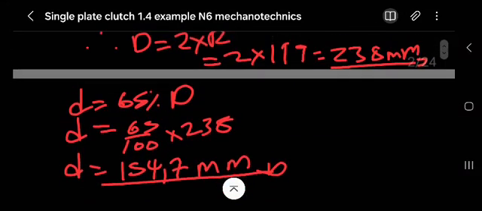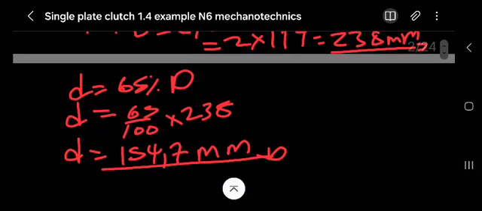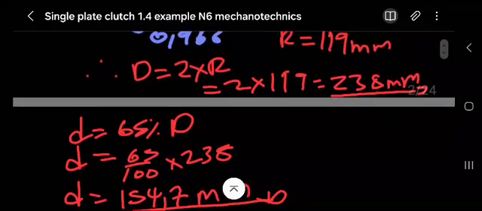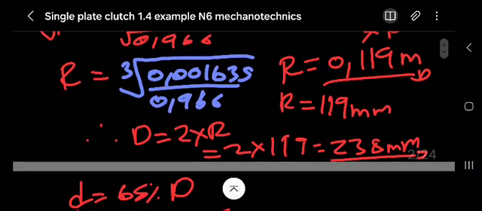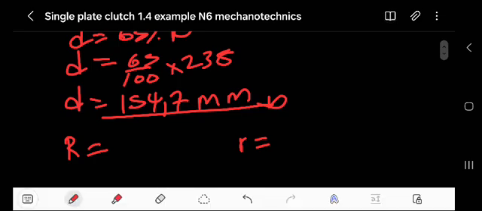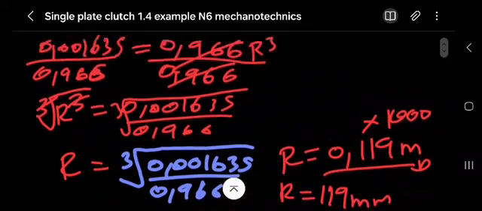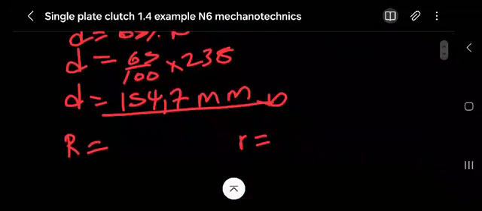So let us also maybe calculate R, the outer radius and the inner radius. Maybe we shall need it. I don't know. This outer radius is 0.119. We have this. So what is it that we do not have? Yeah, we have this there.